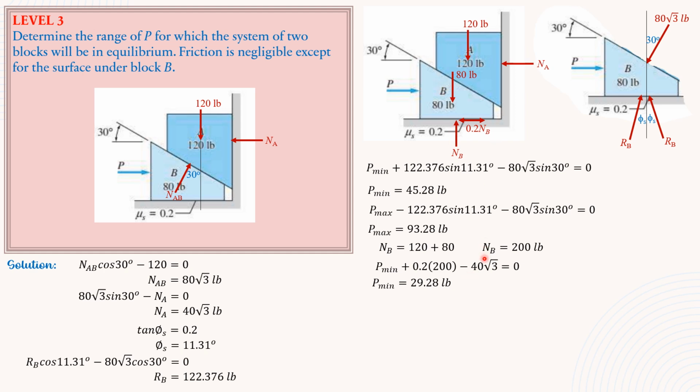Then for P max, 0.2 NB should be to the left. Summation forces horizontal, P max minus 0.2 of NB, which is 200 minus NA 40 square root of 3 equals 0. So P max is 109.3 pounds, which is also greater than this. So therefore, the range of values of P for which the system of two blocks will be in equilibrium would be 29.28 pounds less than or equal to P, and P is less than or equal to 109.3 pounds. So that's it for this problem.